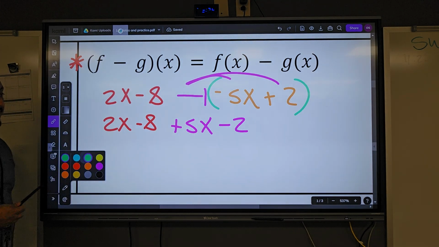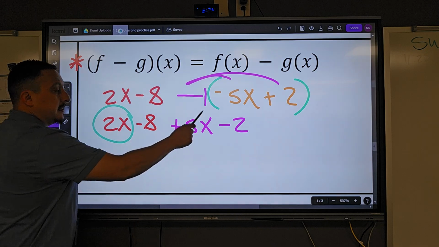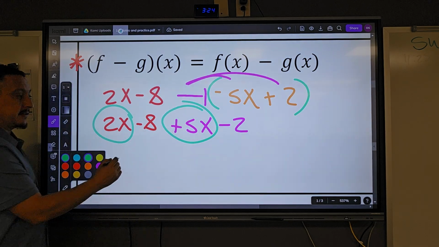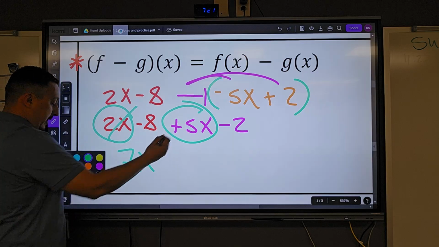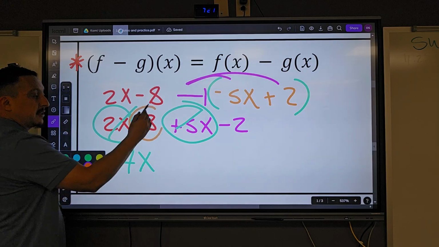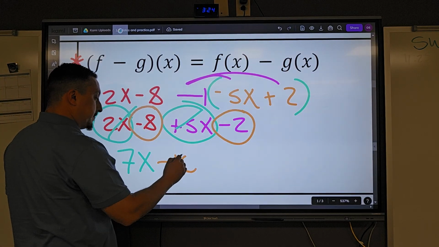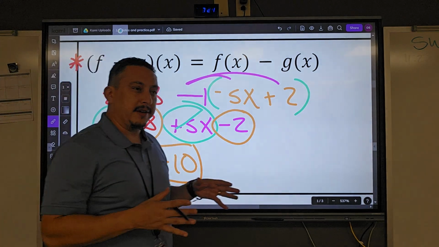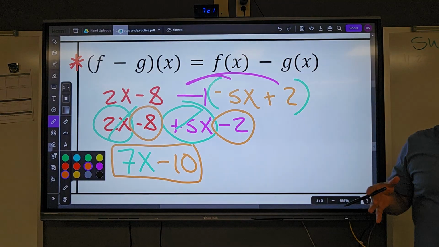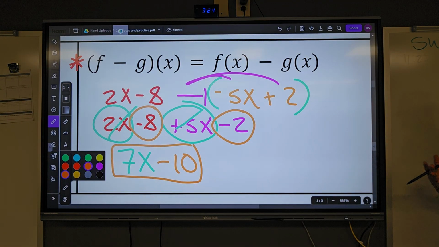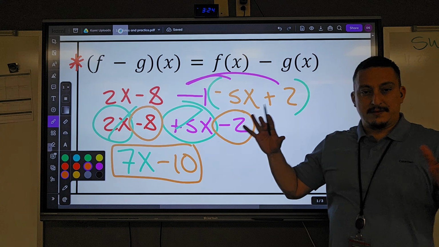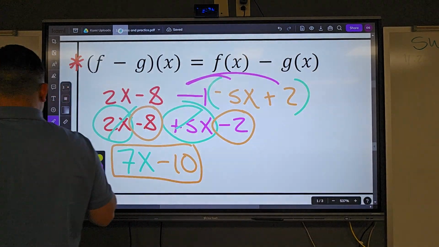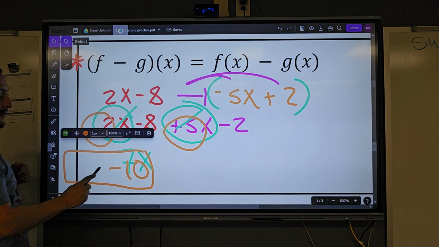After that, it's just the same. X's add with x's, so 7x. And numbers add with numbers. So negative 10. That's your final answer. Be honest with me, does that make sense why you have to put a parenthesis on it? You guys understand? The students will miss this problem because they don't put the parentheses. So that one's subtraction, order matters, that's it.